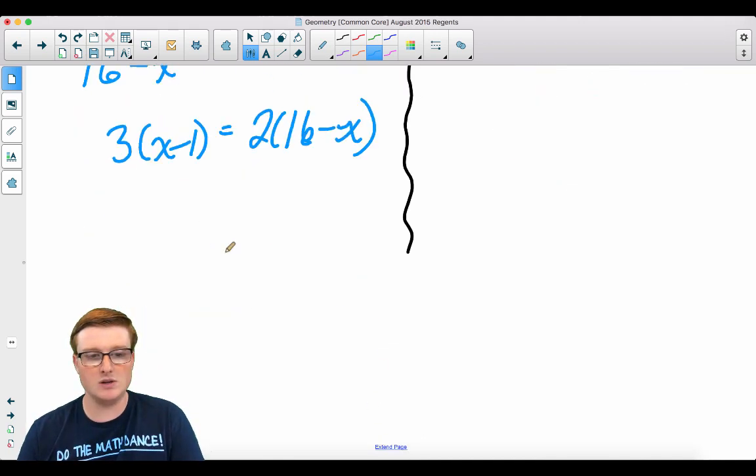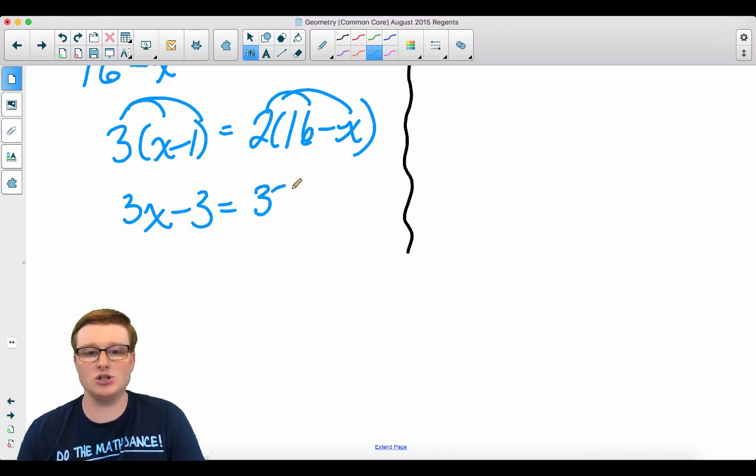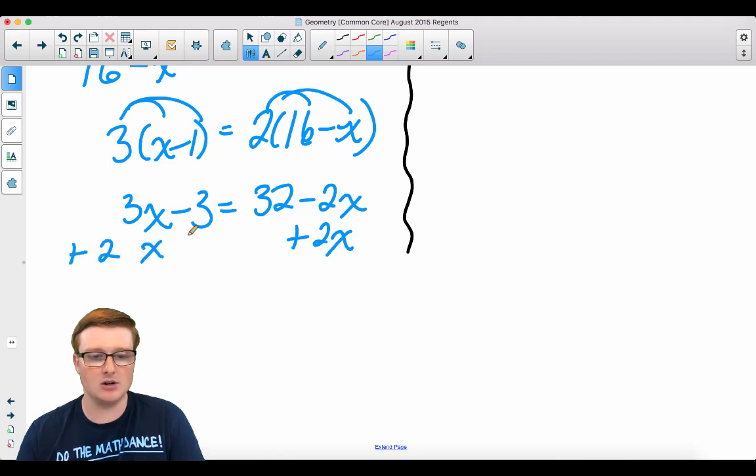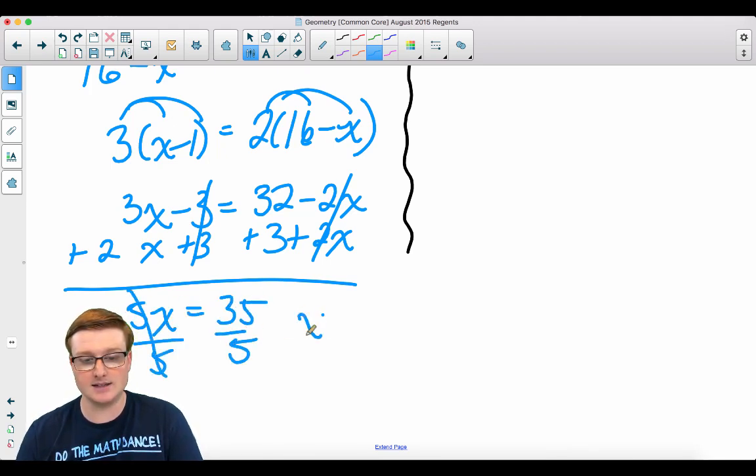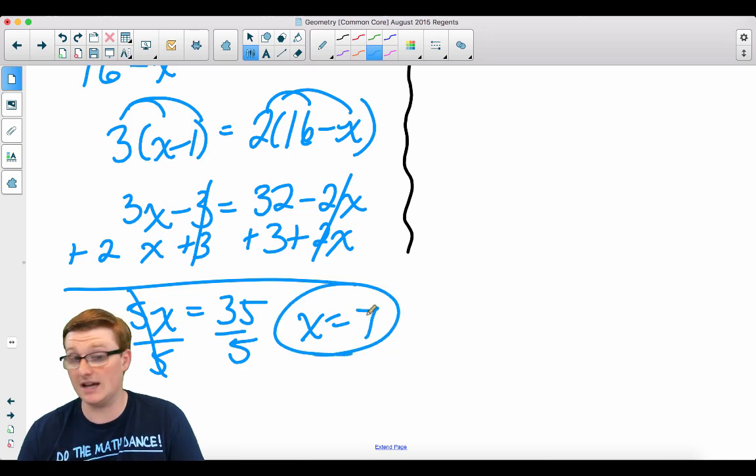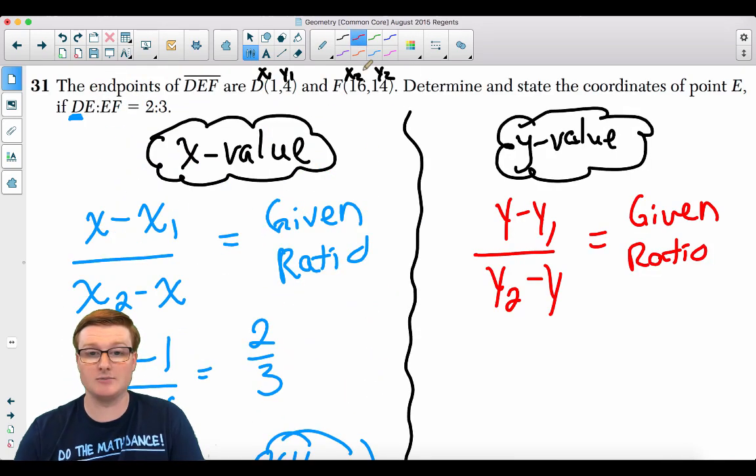Continuing on with the process, we are going to distribute this. We get 3x minus 3 is equal to 2 times 16, which is 32, minus 2x. We're going to add the 2x on both sides, and we're going to add the 3 on both sides. Those cancel, those cancel. We get 5x is equal to 35. Divide by 5 on both sides, and we get x is equal to 7. Not too bad. Let's do it for the y value.